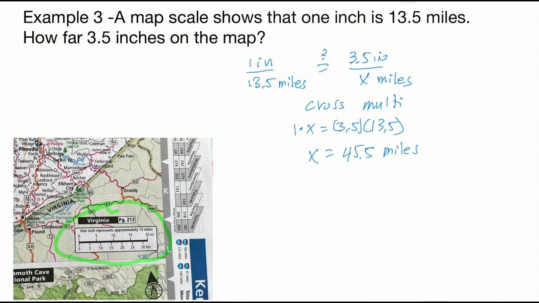So 3.5 inches on the map equates to 45.5 miles.